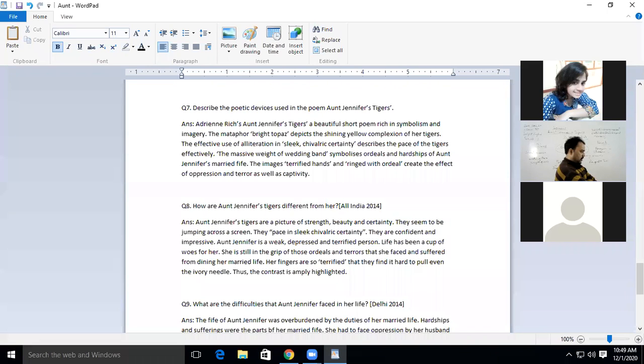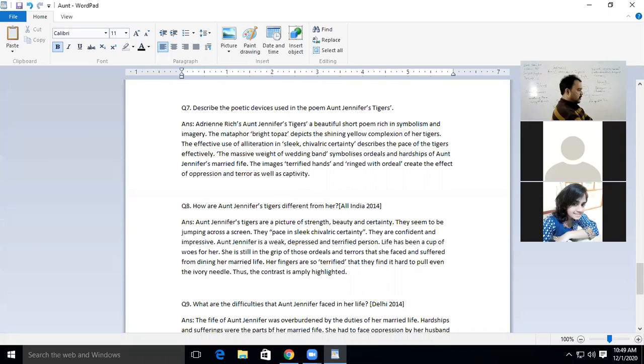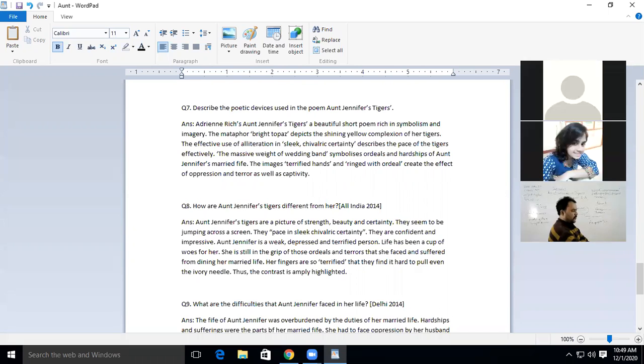Next one. How are Aunt Jennifer's tigers different from her own? Important question. You can mark it. It comes every year. This very, very important question. How are Aunt Jennifer's tigers different from her? And if you know how the tigers are different from her, that means you know the complete poem. So how are her tigers different from her? You must read this, learn this by heart, remember this. Yes, Gracie, what do you say?